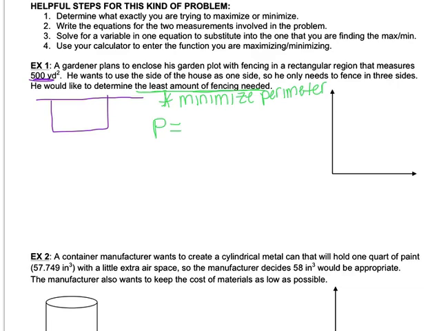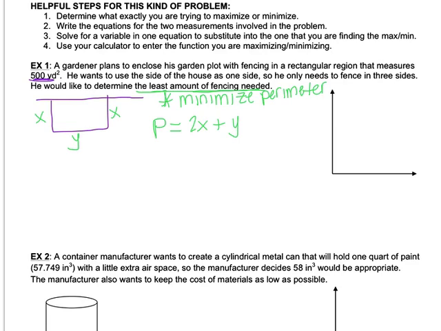So if we label these, let's call those sides x and this side y. So the perimeter of fencing we need to calculate in this case is just going to be 2x's plus 1y. So our perimeter function is 2x plus y. The only problem with this function is we can't type this into our calculator because there are two variables. So that's not helpful to us yet.